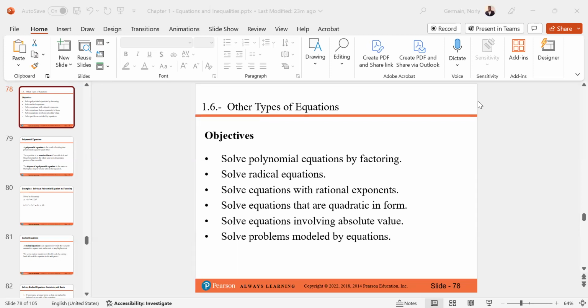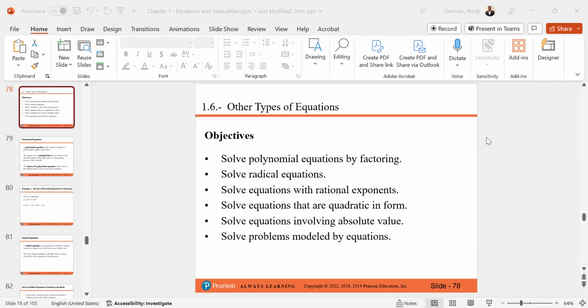So, what sort of mathematical model can be used to describe the hours per week we watch TV by annual income, etc.? We're going to try to answer some of these questions. We're going to solve polynomial equations using factoring, solve radical equations, solve equations with rational exponents, solve equations that are quadratic in form, solve equations involving absolute value, and solve problems modeled by equations.